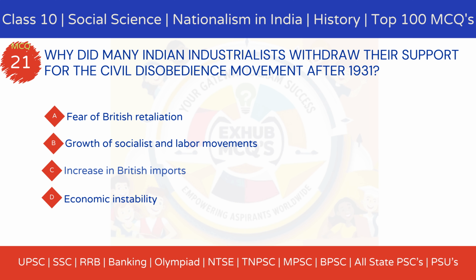MCQ 21. Why did many Indian industrialists withdraw their support for the civil disobedience movement after 1931? Option A, fear of British retaliation. Option B, growth of socialist and labor movements. Option C, increase in British imports. Option D, economic instability.